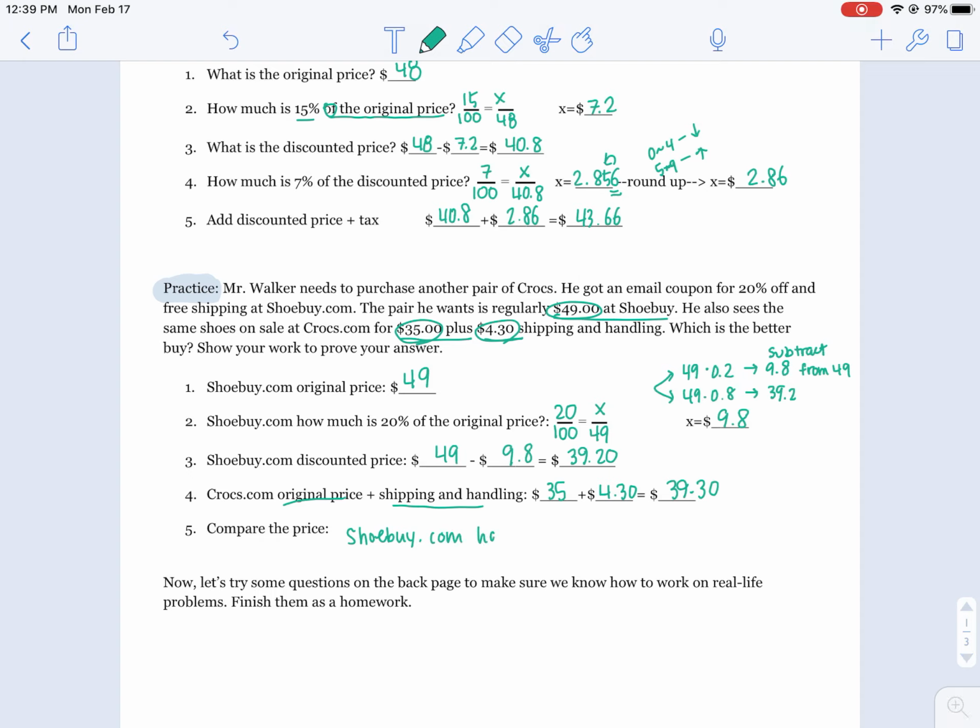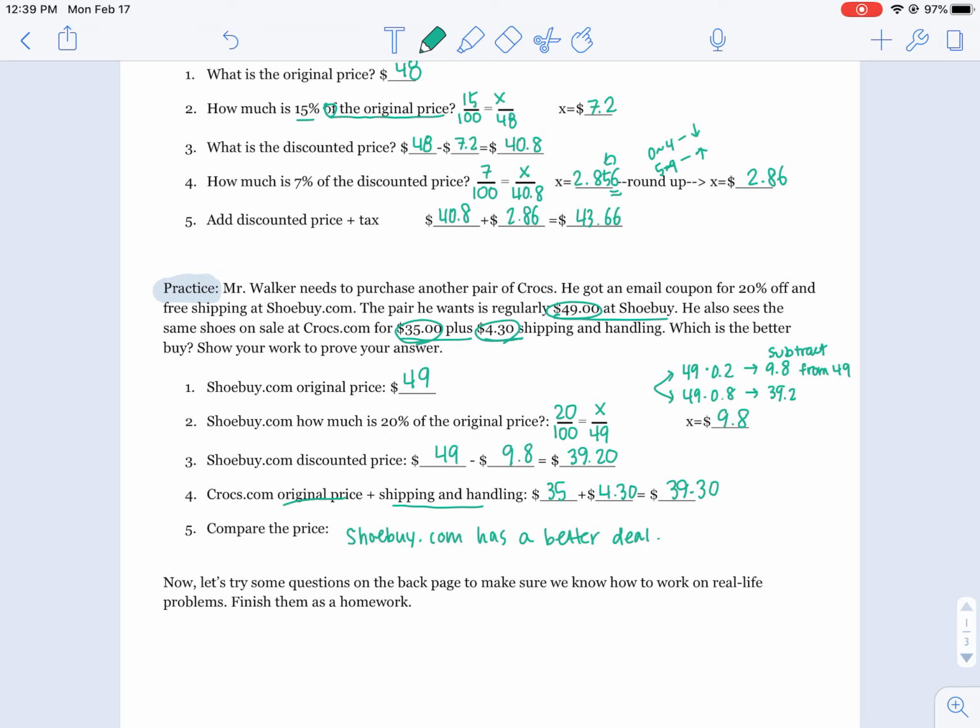So shoebuy.com has a better deal, or however you want to write it. Which one's the better buy, whatever you want to write. But shoebuy.com will give you 10 cents cheaper than crocs.com. So you want to buy from there. Okay, so now let's try some questions on the back page to make sure we know how to work on real life problems like this.